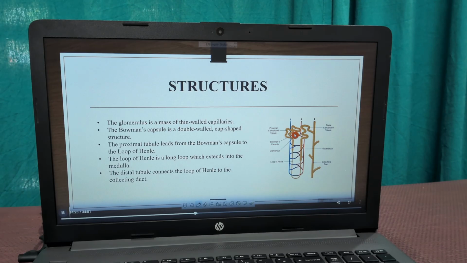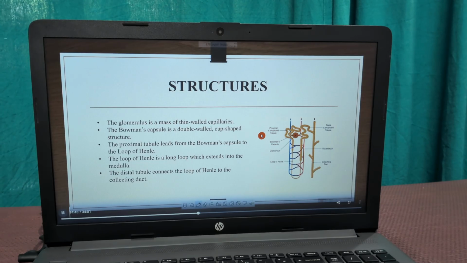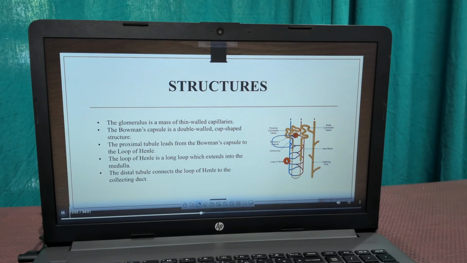Alright, the Bowman's capsule and glomerulus together consist of the renal corpuscle. Blood flows into and away from the glomerulus through tiny arteries called arterioles, which reach and leave the glomerulus through the open end of the capsule and the nephron tubule. The Bowman's capsule is a double-walled cup-shaped structure. Here you can see.